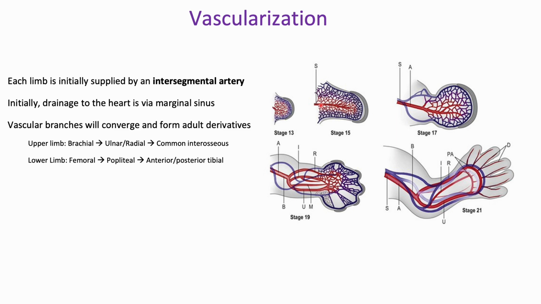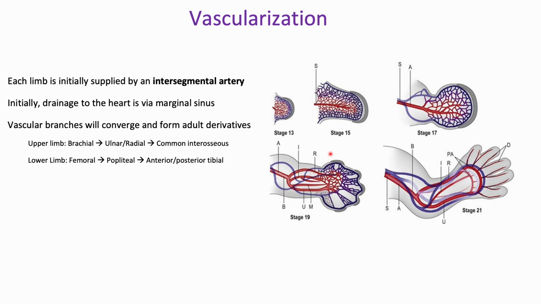Eventually, as you grow, this is going to supply vascular flow, but we have to also bring that back to the heart. And the way that happens is the eventual venous structures are going to initially be called the marginal sinus. So the marginal sinus is in the periphery of each of the limb buds, and it's mostly a capillary network that's going to drain fluid back to the heart. Now, over time, these vascular branches are going to begin to converge and form their adult derivatives over time. And it's going to start proximally and work its way distally.